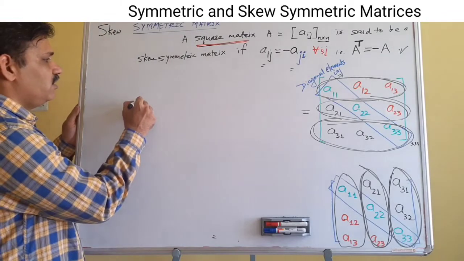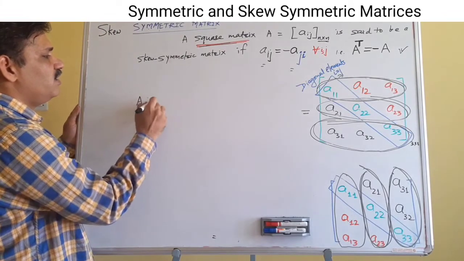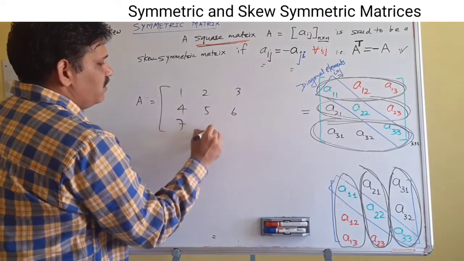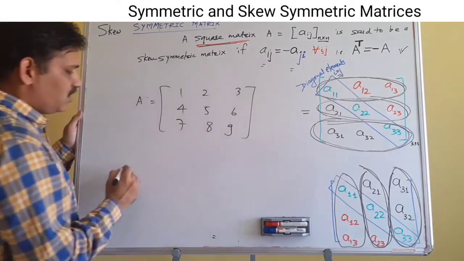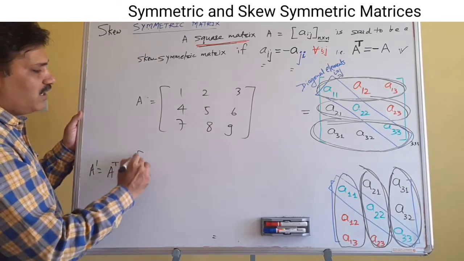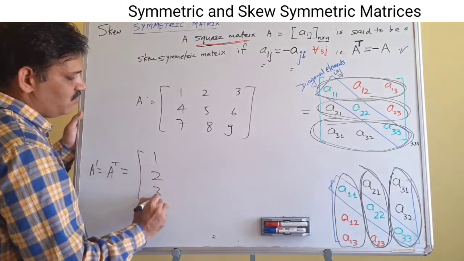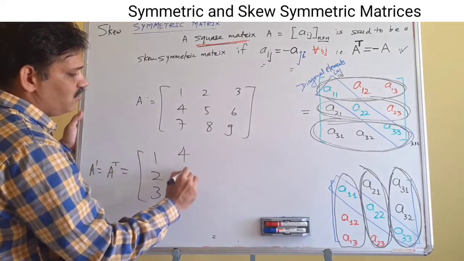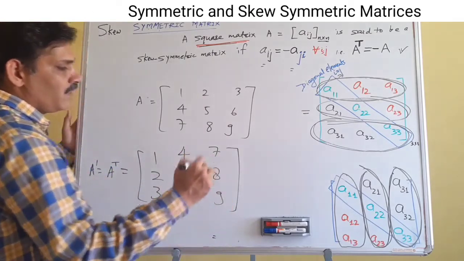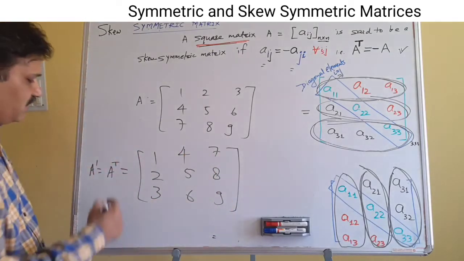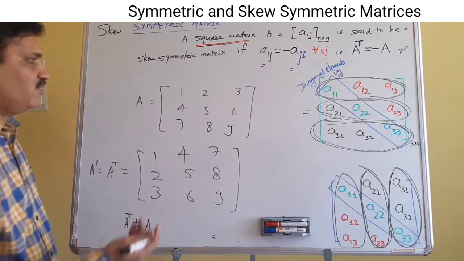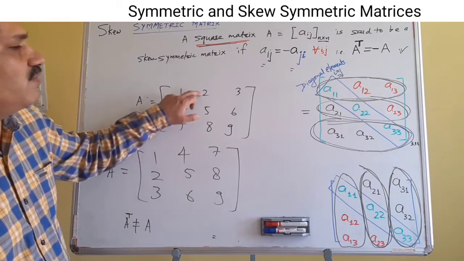See here, if I take A is equal to 1, 2, 3, 4, 5, 6, 7, 8, 9. If I take the transpose of this matrix, that is A transpose or A dash, what I get is the first row now becomes first column, second row now becomes second column, and third row becomes third column. So I can say A transpose is not equal to A. You can see here 1 is equal to 1, but 4 is not equal to 2.